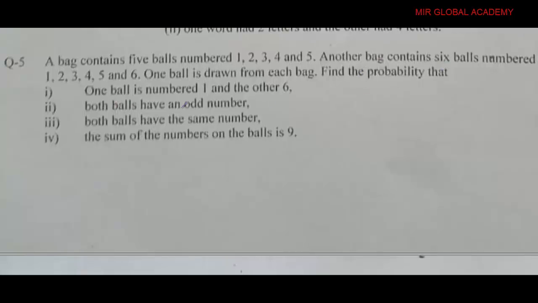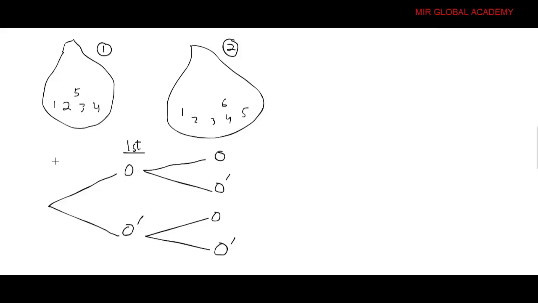Find the probability that both balls have odd numbers. Let's draw the tree diagram again. So we have 2 options, either the ball is odd or not odd. So this is our tree diagram. In the first bag, there are how many odd balls? 1, 2, 3 odd balls out of 5. And there are 2 balls which are not odd out of 5. In the second bag, there are 1, 2, 3 odd balls, but these are out of 6. And there are 3 not odd balls out of 6.